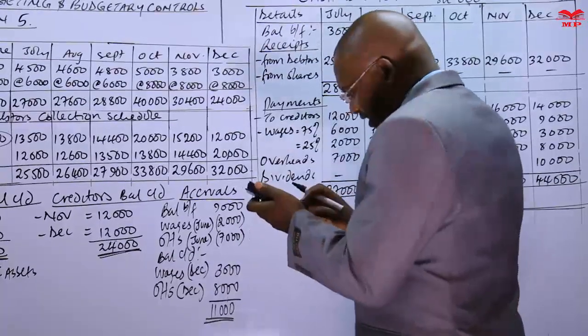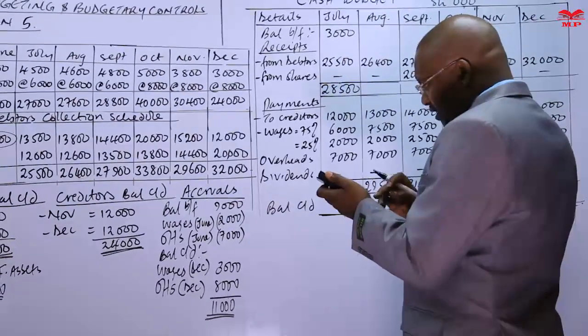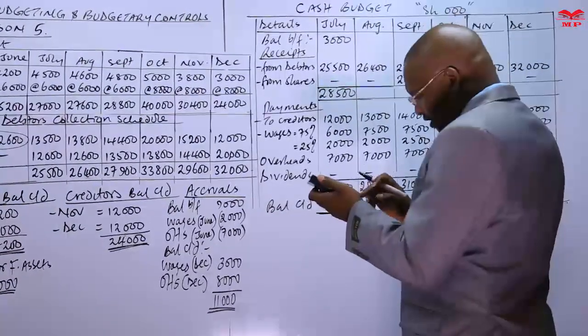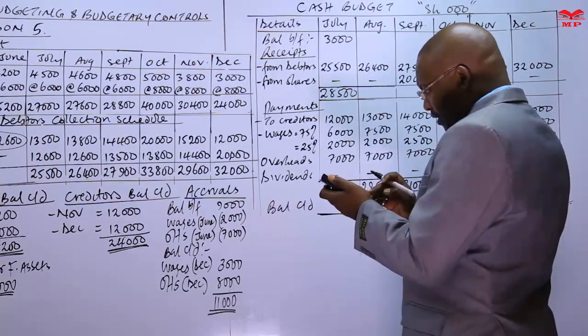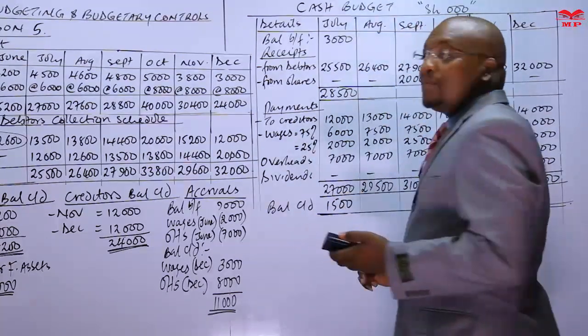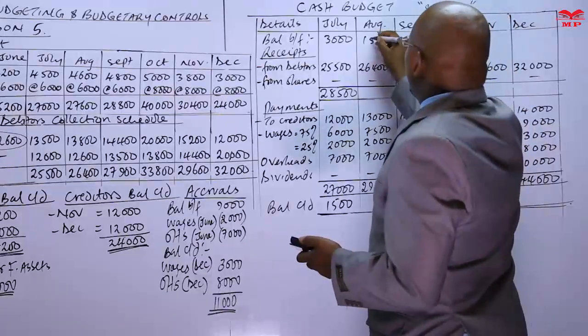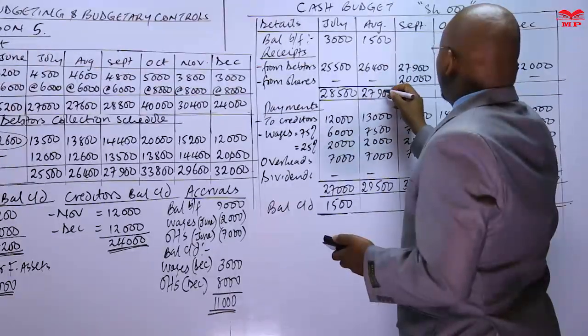And 28,500, if you subtract now this 27,000, you get 1,500 as our closing balance, which we begin with 1,500 here. We add to this, we get 27,900.